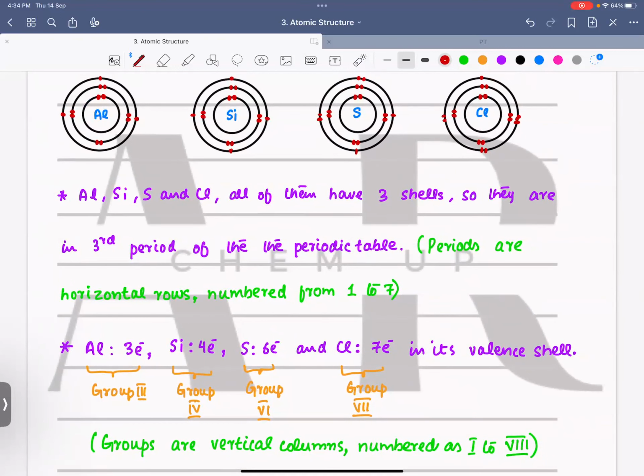If you look at the electrons present in their valence shell, aluminum got 3 electrons in its outermost shell, or the valence shell, which means that it is going to be present in group 3. Silicon has 4 electrons in its valence shell, so it will be present in group 4. Sulfur has 6 electrons, so it is in group 6, and chlorine has 7 electrons, so it is in group 7, right? Do remember that periods are the horizontal rows, and the groups are the vertical columns.